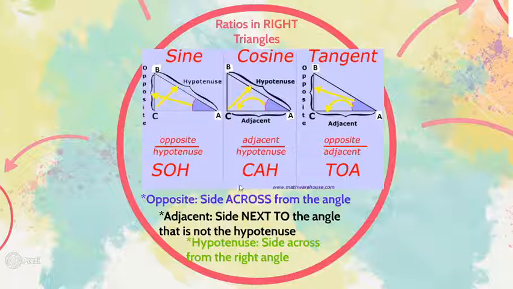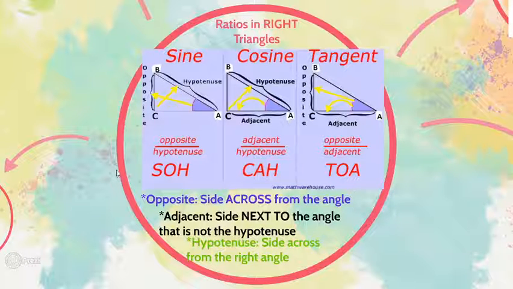And I have this nifty little acronym to help you remember the ratios of sine, cosine, and tangent. Sine, S, is the opposite over the hypotenuse, so SOH. Cosine is the adjacent side over the hypotenuse, CAH. And then TOA, that's my favorite one, TOA, sounds cool. TOA, tangent, is the opposite side over the adjacent. So it's SOHCAHTOA.